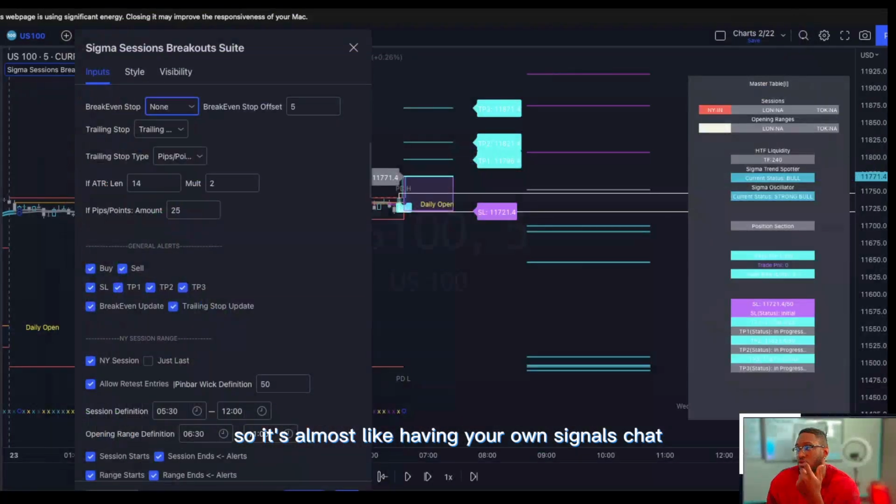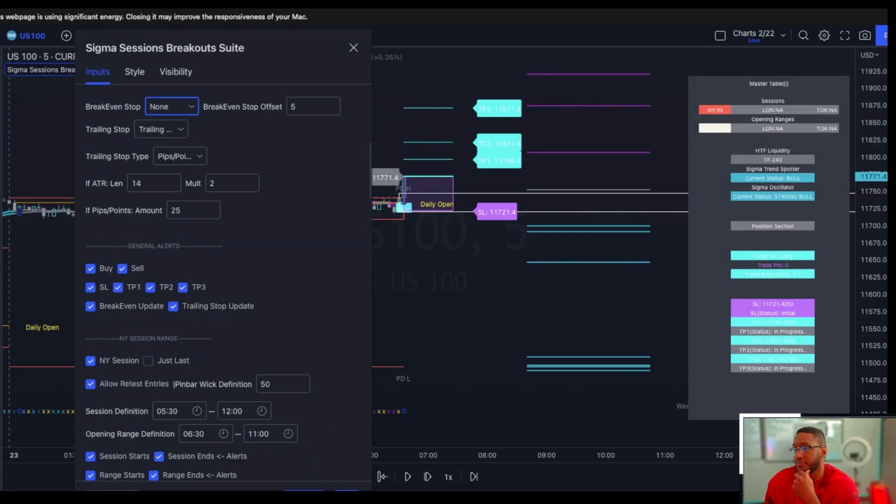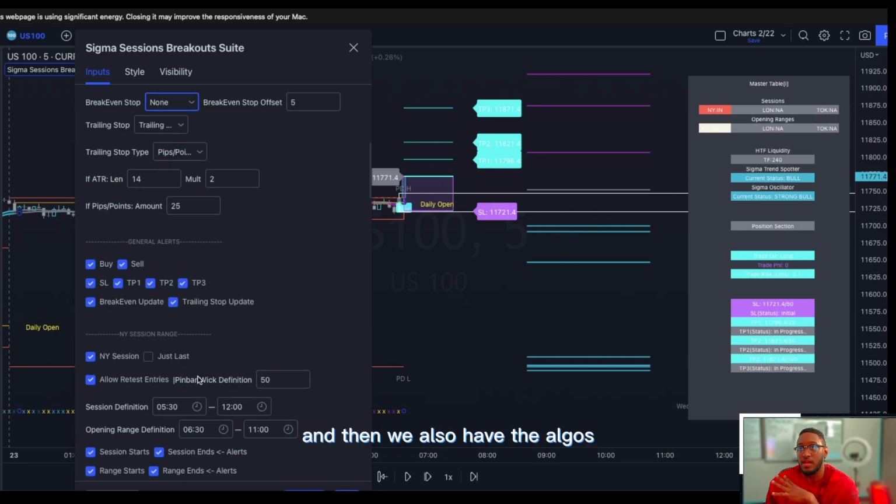So it'll send just like this to your phone. So it's almost like having your own signals chat. So you guys don't have to pay for signals anymore. We got 10 signals chats already. And then we also have the algos that just act as your personal signals chat. So I think that's really cool.